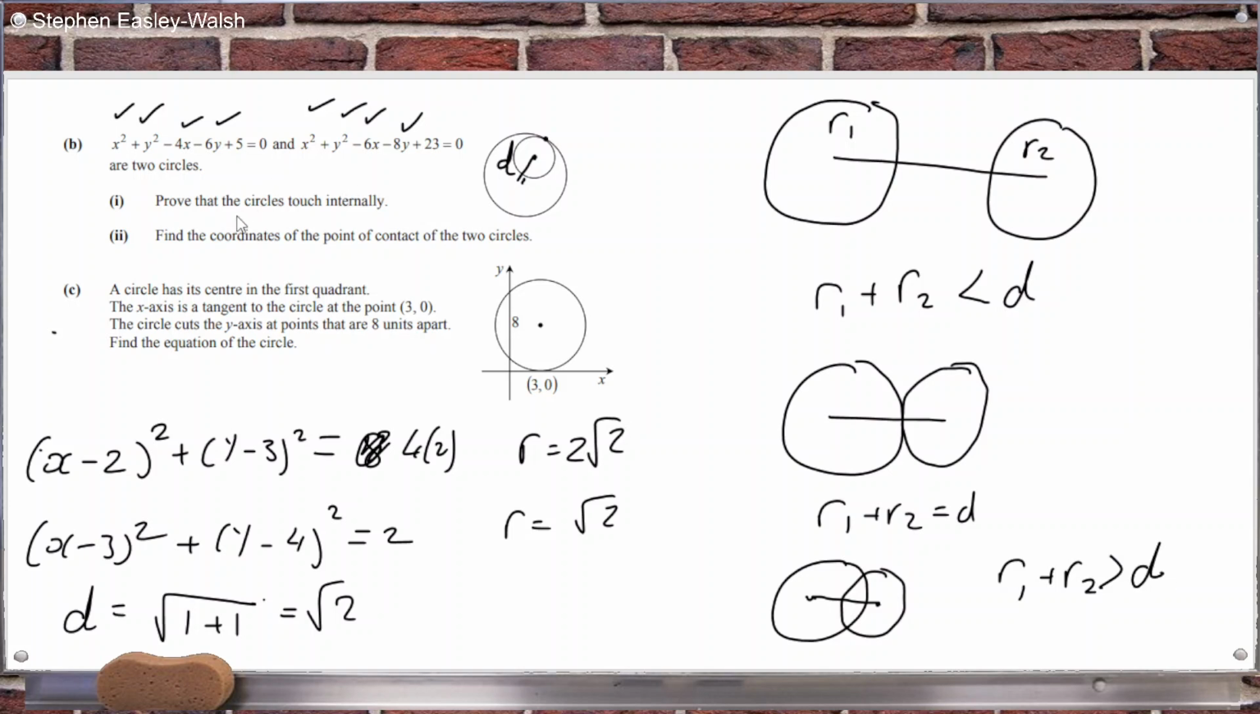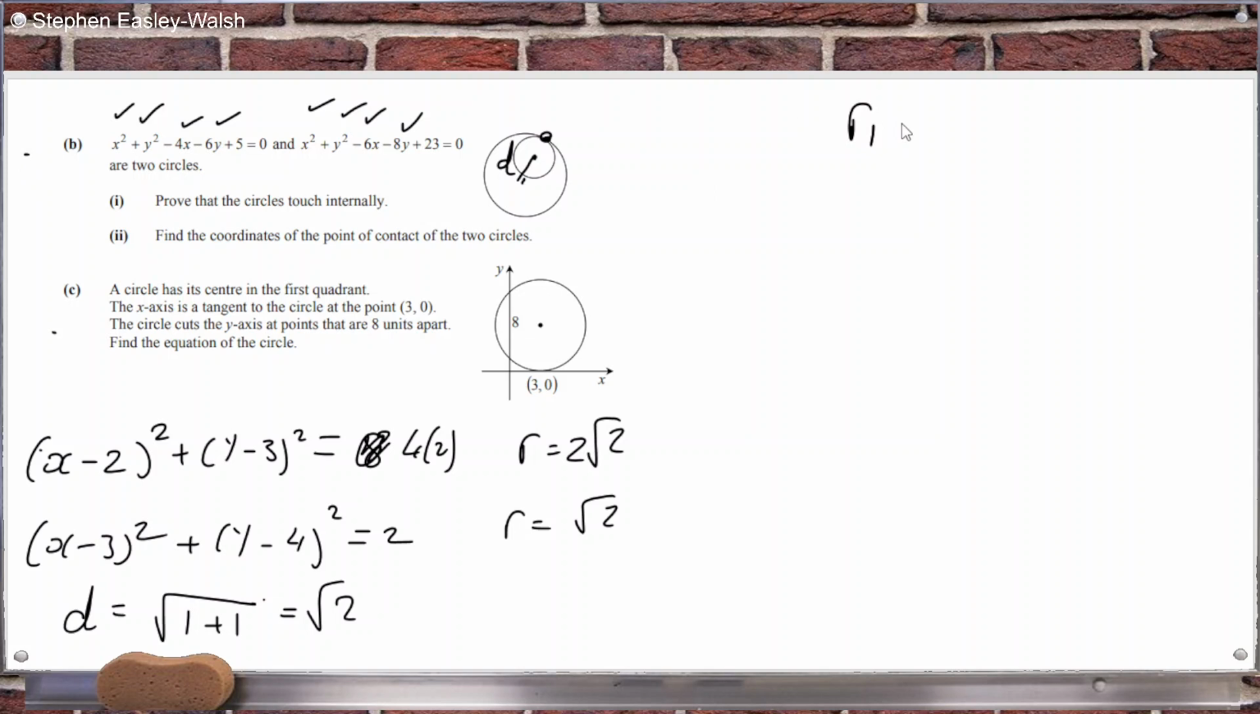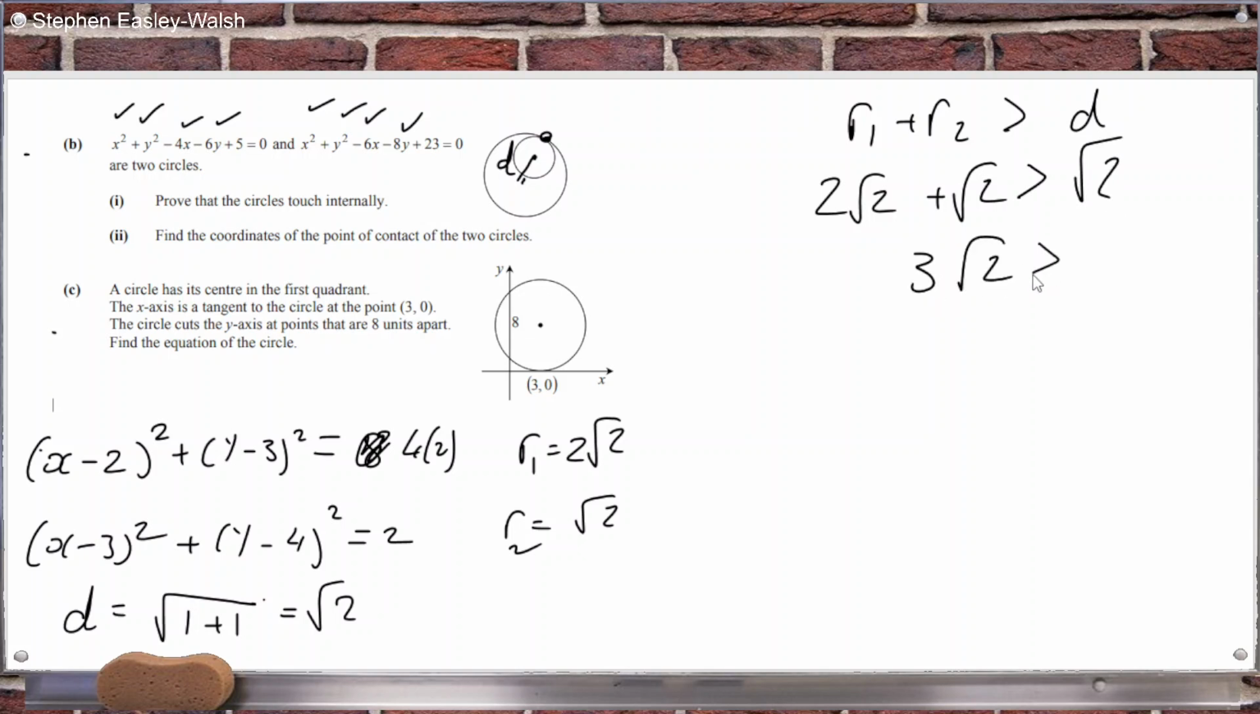So I'm not asked to prove that it touches internally once, just that it touches internally. I think it's kind of weird, but it's probably just enough to show that the sum of the radii is more than the distance. So R1 plus R2 more than D: 2 root 2 plus root 2 is more than root 2. It's 3 root 2. So it's true.